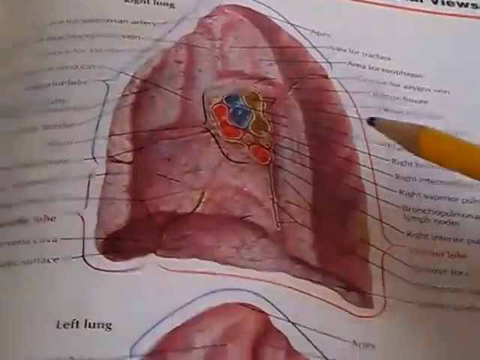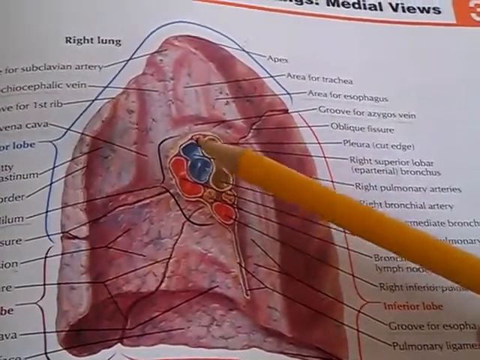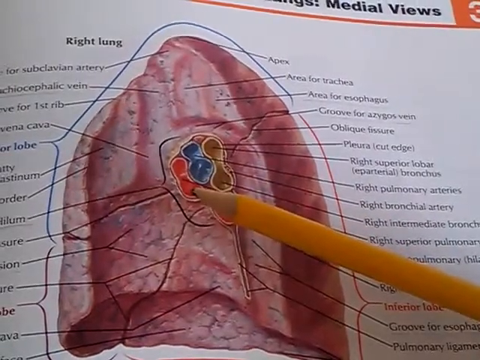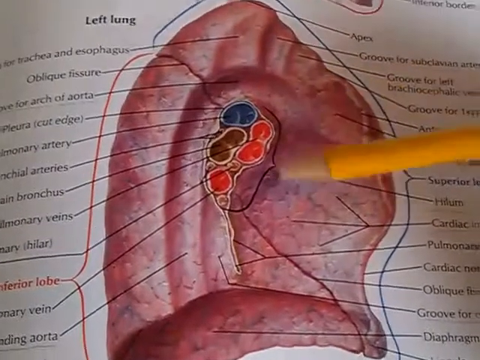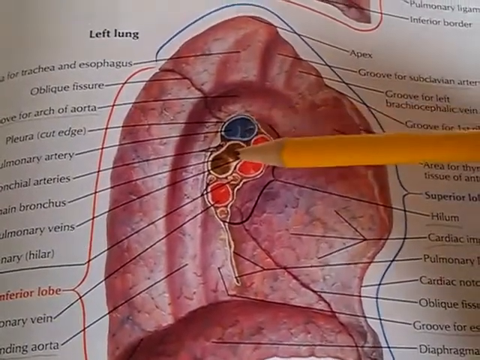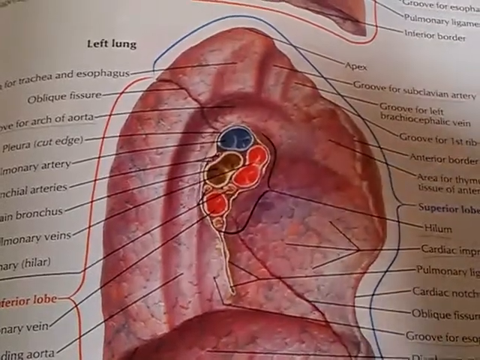You have the right hilum. You have bronchus, artery, and vein. So it's BAV. And in the left hilum you have artery, bronchus, and vein. ABV.